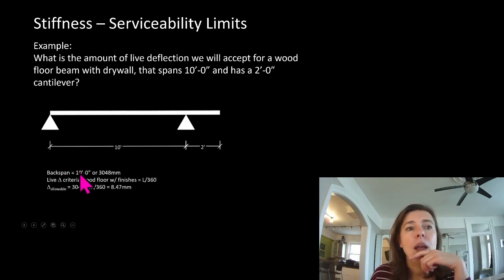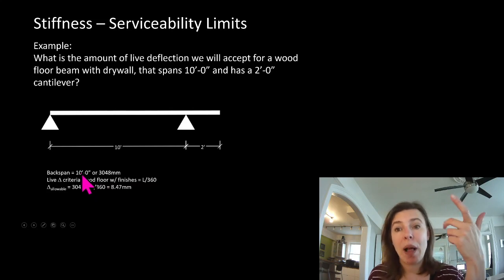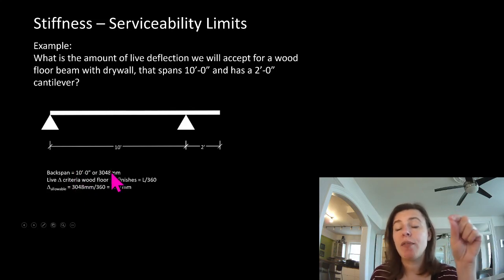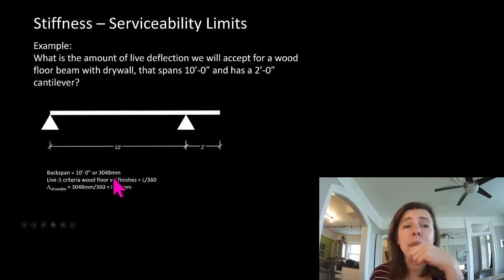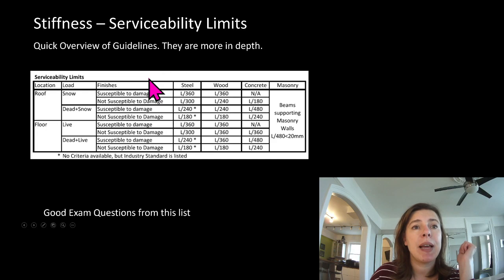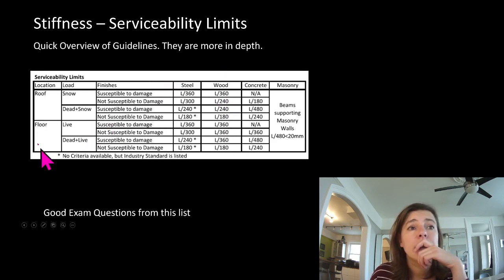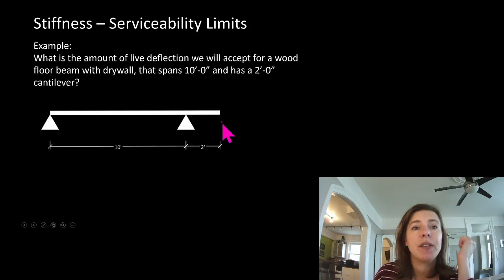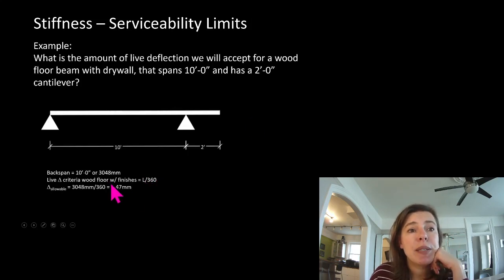So, backspan. My 10 feet, I'm going to multiply 10 times 12 because there are 12 inches in a foot, times 25.4 because there are 25.4 millimeters in an inch. And I'm going to get that the 10-foot beam is 3,048 millimeters long. Let's go back to a live deflection criteria for a wood floor with finishes that are susceptible to damage. So, wood, floor, live, susceptible to damage, L divided by 360 is the criteria we have. So, length divided by 360, or 3,048 millimeters divided by 360, we have an allowable deflection of 8.47 millimeters.